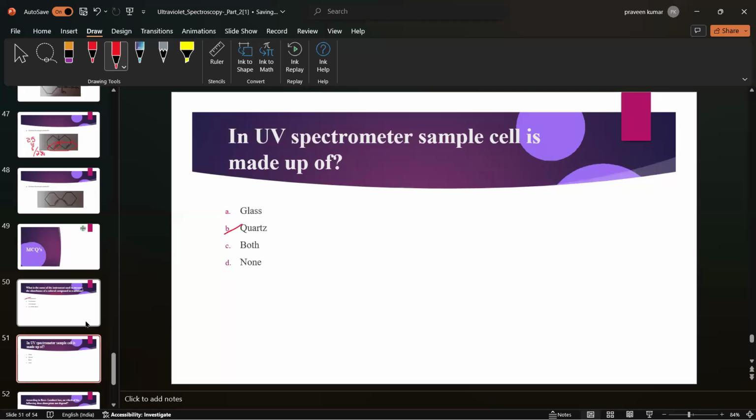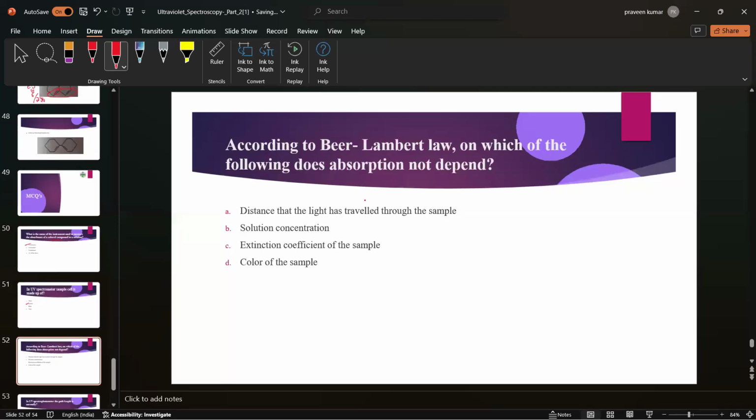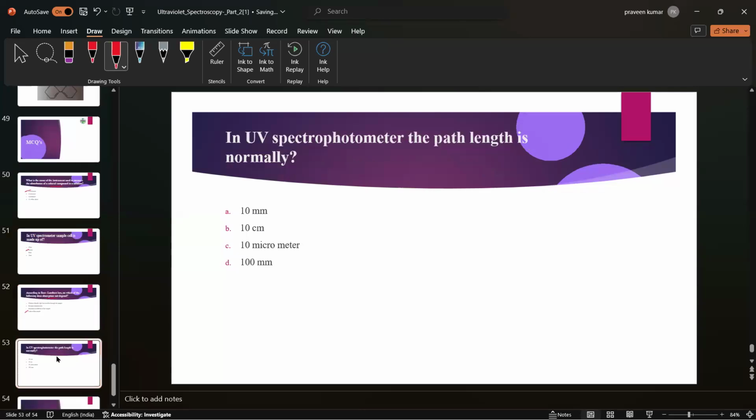It's quartz. According to Beer-Lambert's law, on which of the following does the absorbance not depend? Everyone must answer this question. Everyone. I have only got two answers. It is the color of the sample.